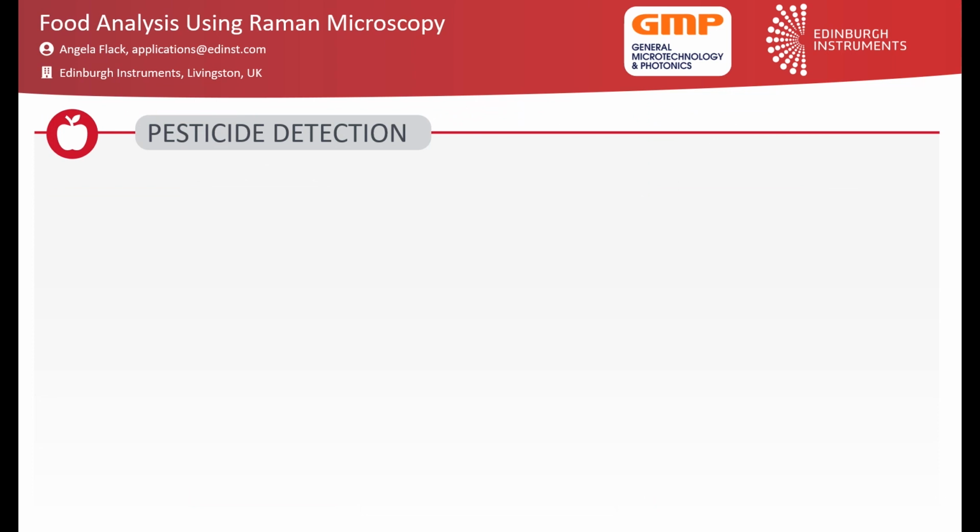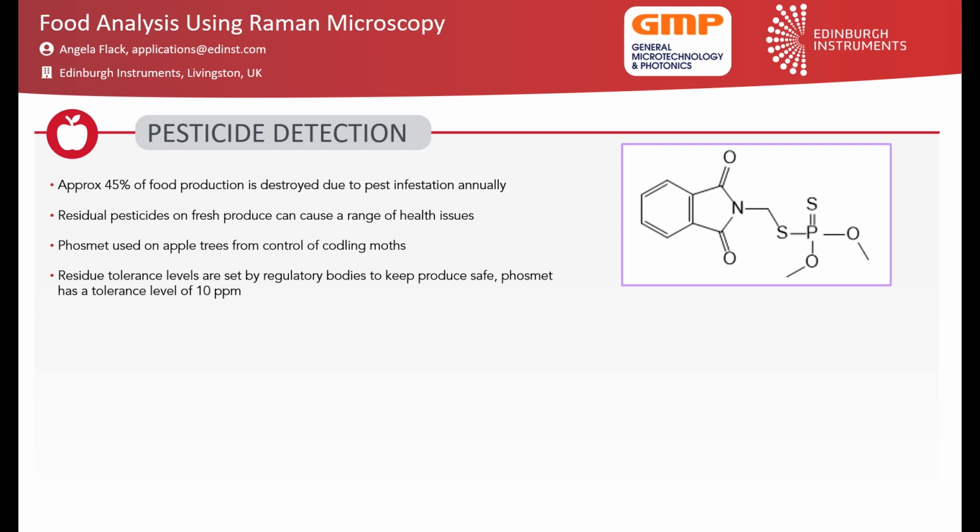Pest infestation is a massive issue for the global food supply chain. Chemicals called pesticides are one tool which can be used to combat these issues. However, they can be harmful to both the environment and human health.